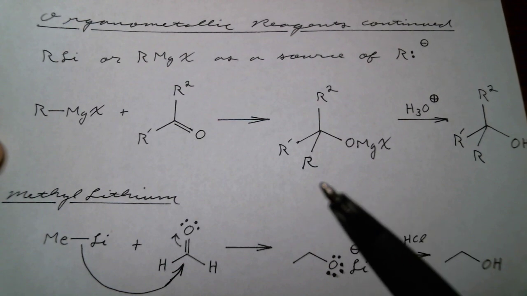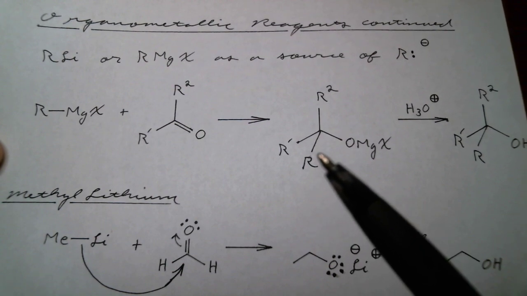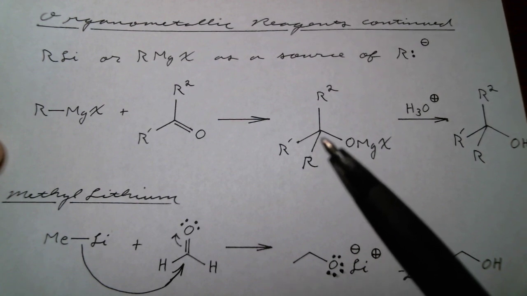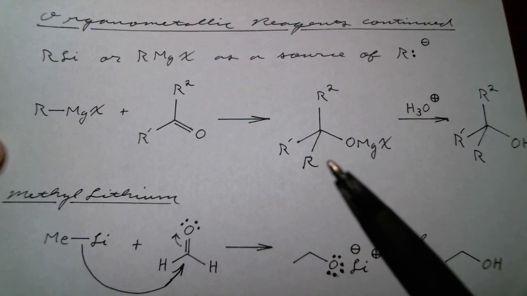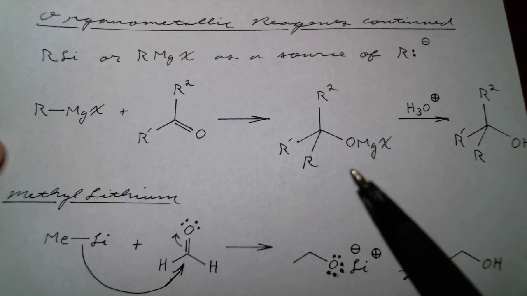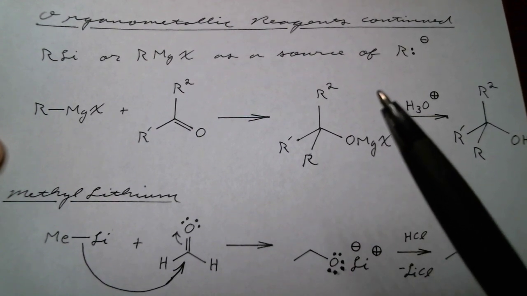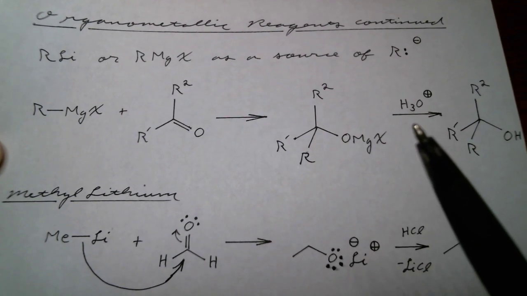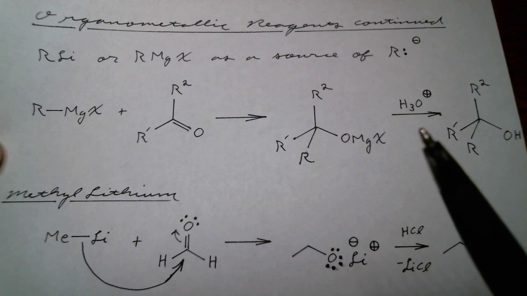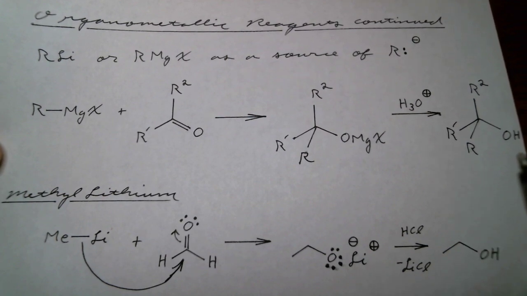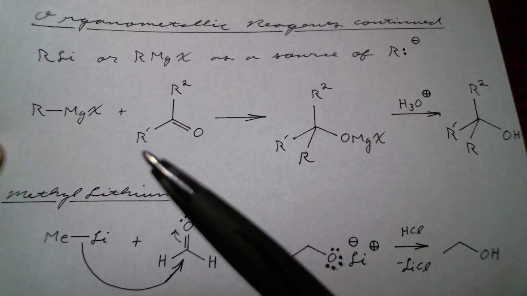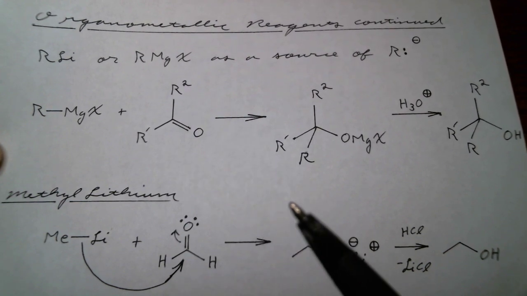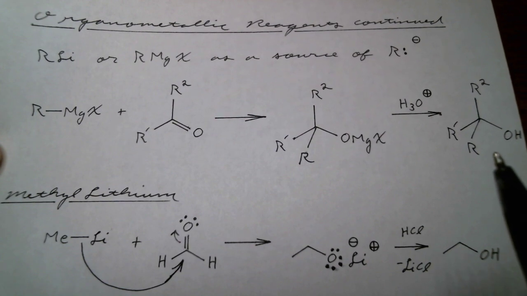We're forming this bond right there to the carbon that was formerly a carbon of a carbonyl. And we get this magnesium halide alkoxide salt complex. It's very basic. In a subsequent step, we add H3O+, which is acid, and we get an alcohol. If R prime and R2 are alkyl groups, so neither of them are hydrogens, this will be a tertiary alcohol.